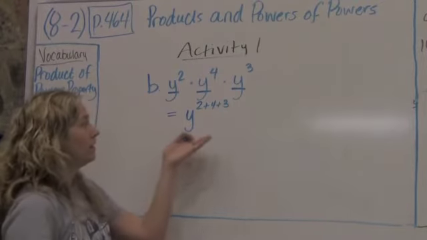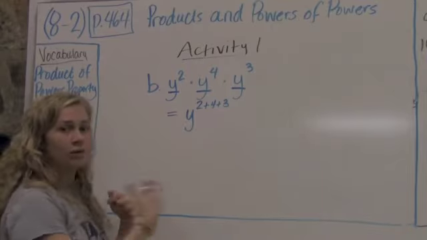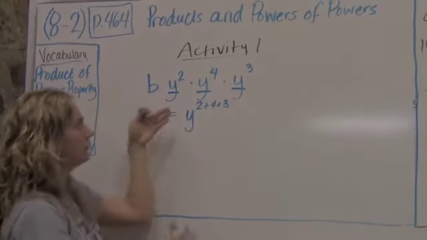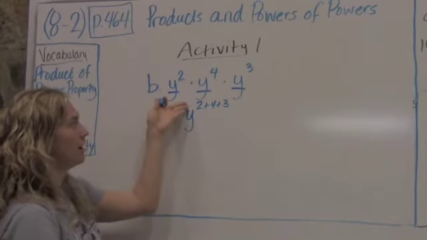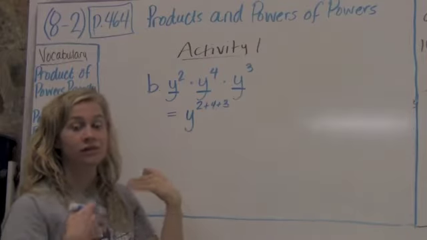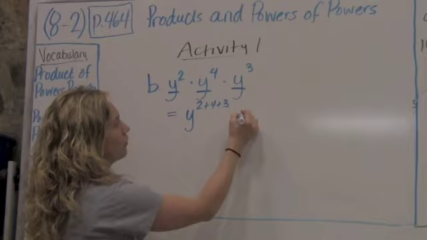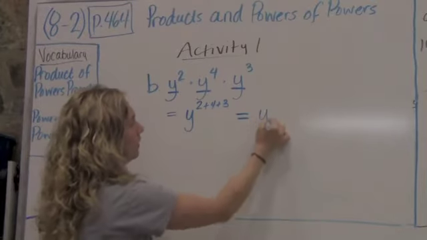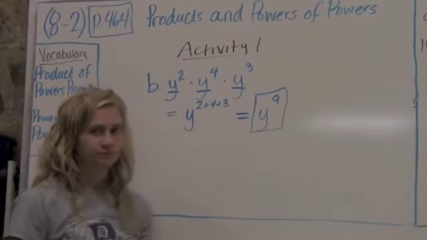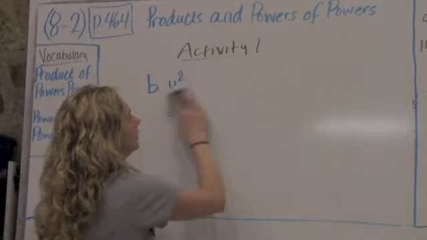And again, if that doesn't make sense, go back to the letter A and you can see that all we're doing is expanding. In the expanded notation, you would have y times y, and then times 4 more y's times 3 more y's. So you can see that you're literally just adding those. So you have y to the 2 plus 4 plus 3 equals y to the 9th power, and that's your answer. Okay?